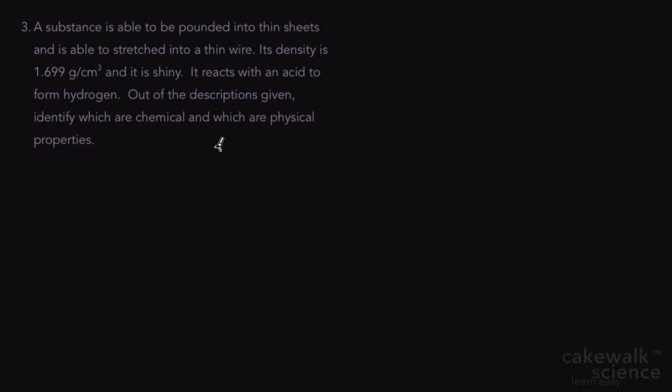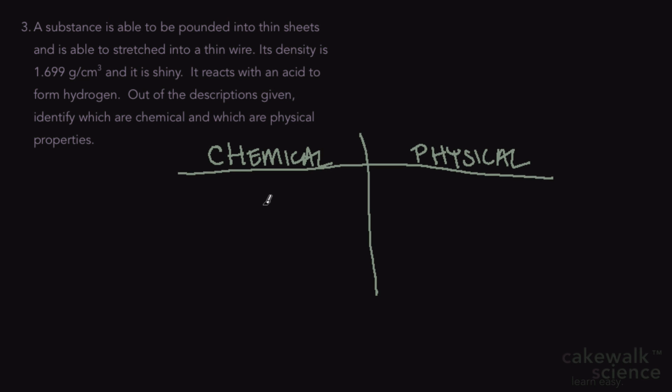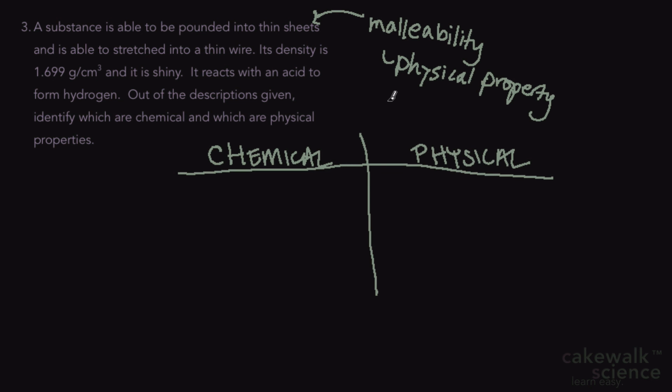We need to see where in those statements is a description of a chemical or physical property. So let's just write it out over here. First, we have a substance that's being pounded into thin sheets. Is the substance changing into another? No, it's just changing its shape. Another name for this kind of property is malleability, a substance's ability to be pounded into thin sheets. Malleability is a physical property. So we can put down over here in our table that this is an example of a physical property.